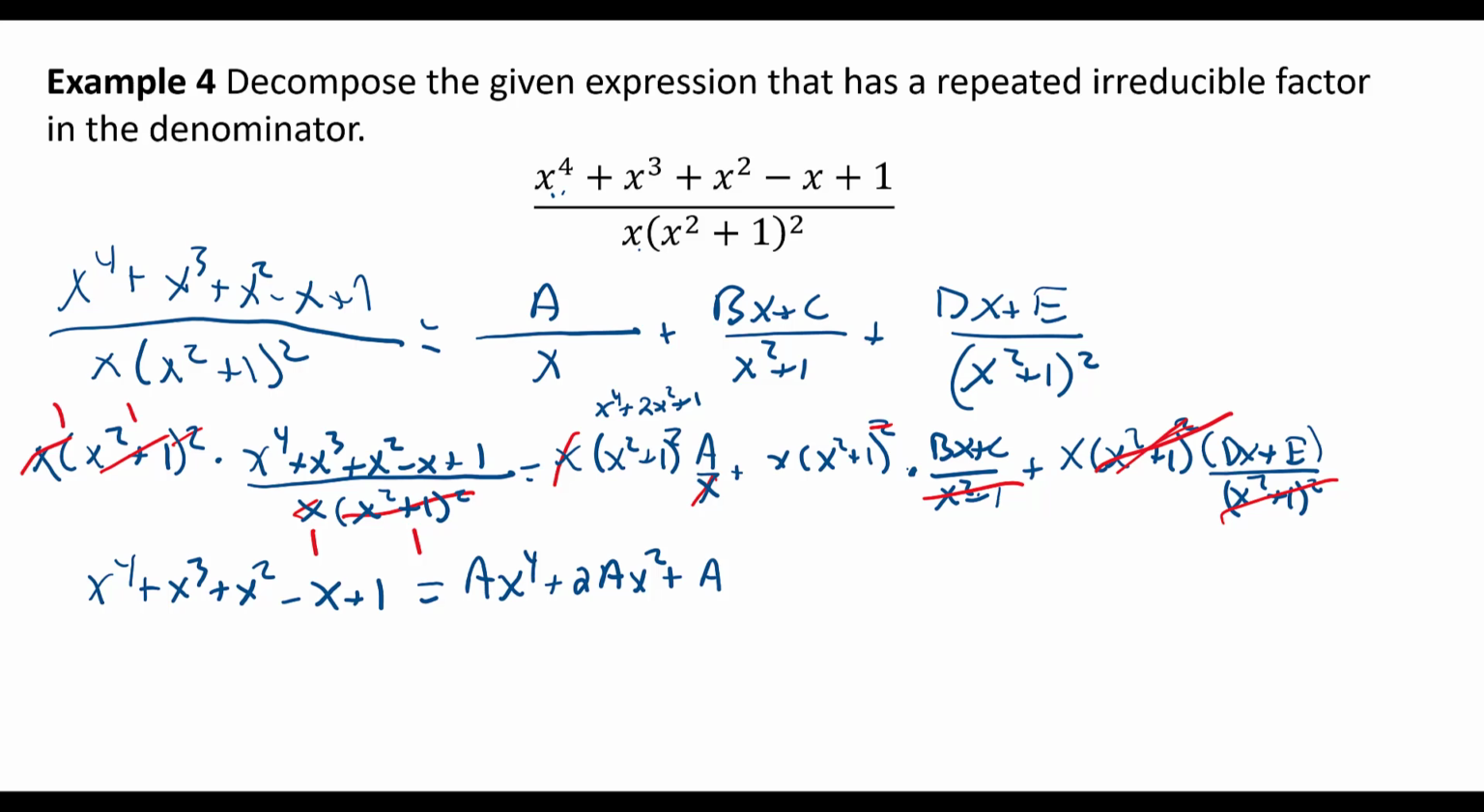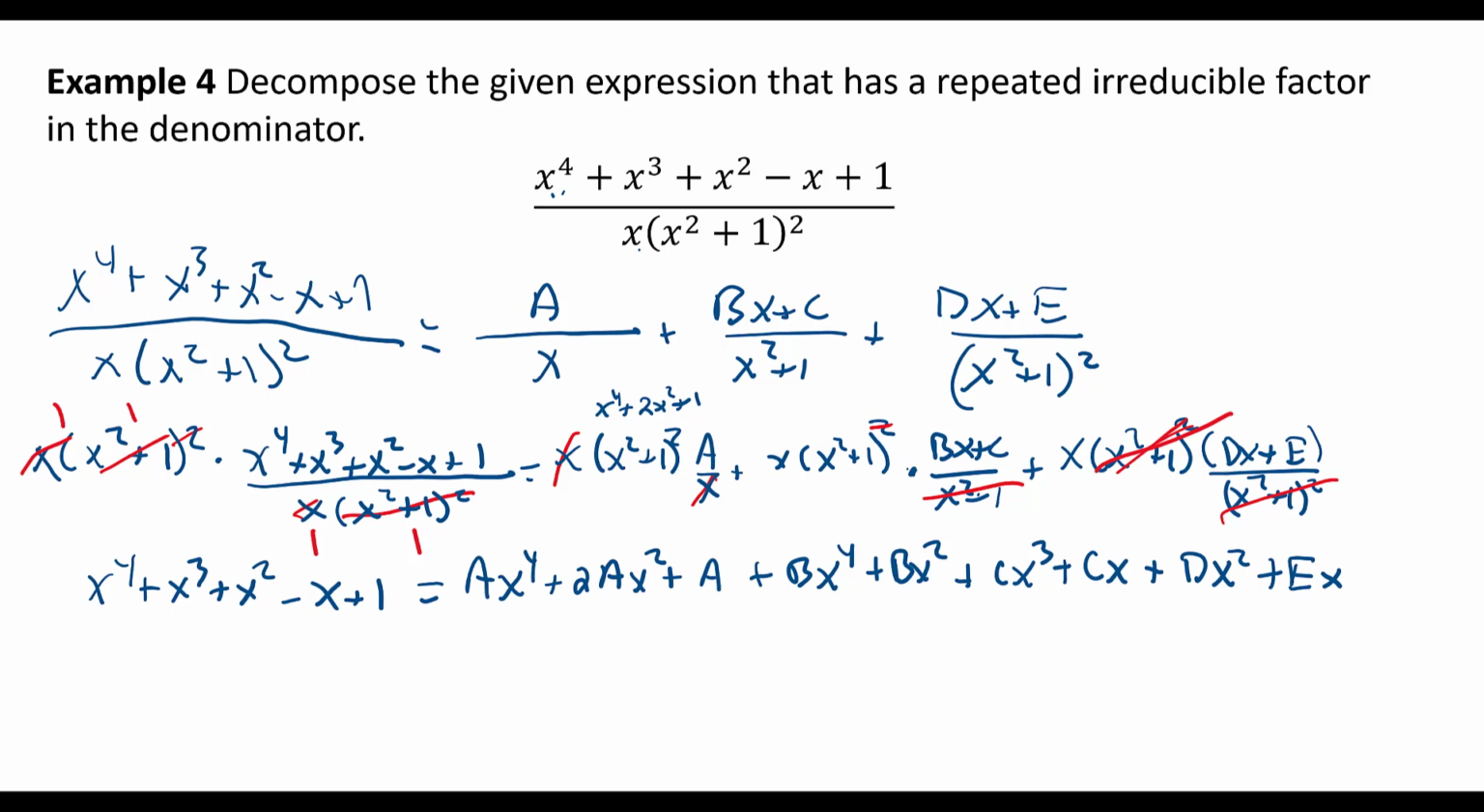Then we have our bx. It's going to be complicated. Bx times x squared, so I have a bx to the fourth. Bx times x times 1, so plus bx squared. Then we have c times x squared, so cx cubed. C times x times 1, so plus cx. Dx times x is dx squared. And then e times x is ex.